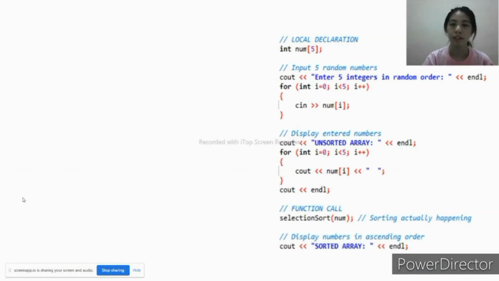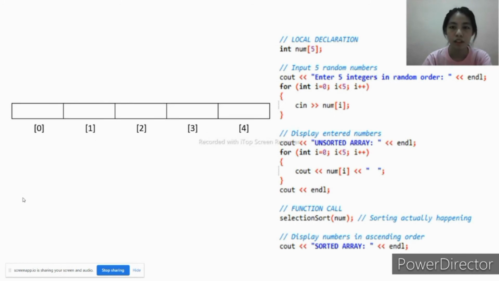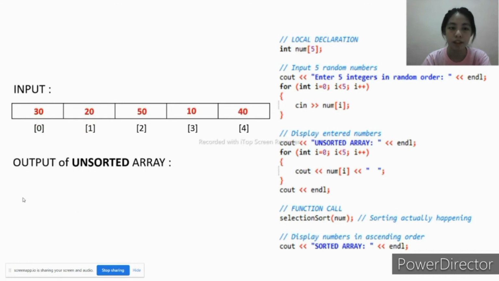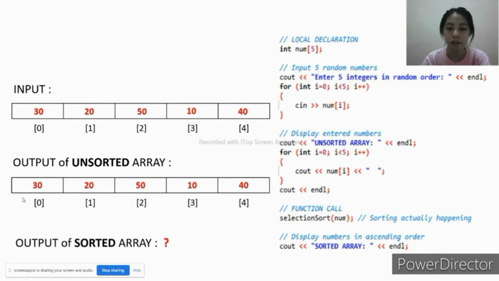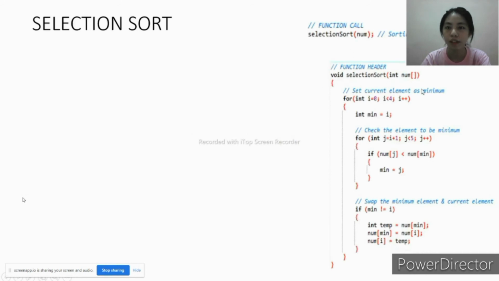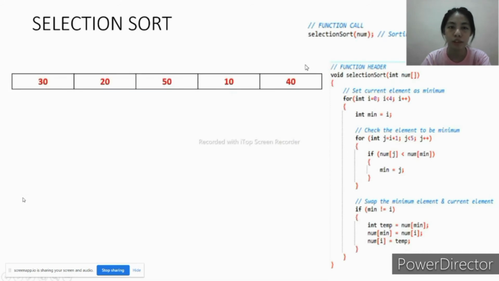So first, we declare array size as 5. Then we ask the user to enter 5 integers. Let's say 30, 20, 50, 10, and 40. Then display unsorted array. We display the numbers we entered just now. In order to display sorted array, we use the function selection sort. This function calls the function header. So these are the numbers we entered just now.